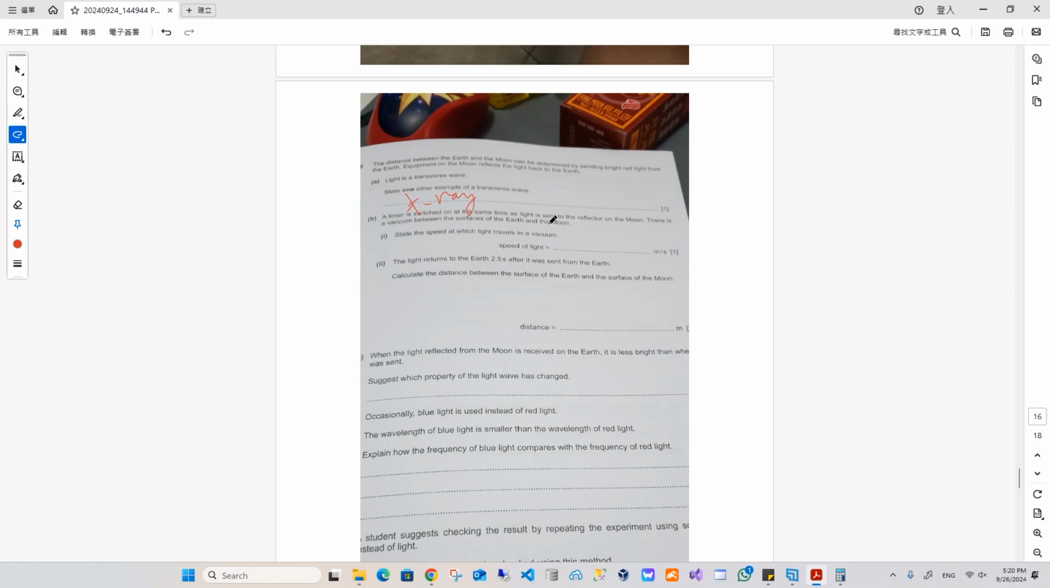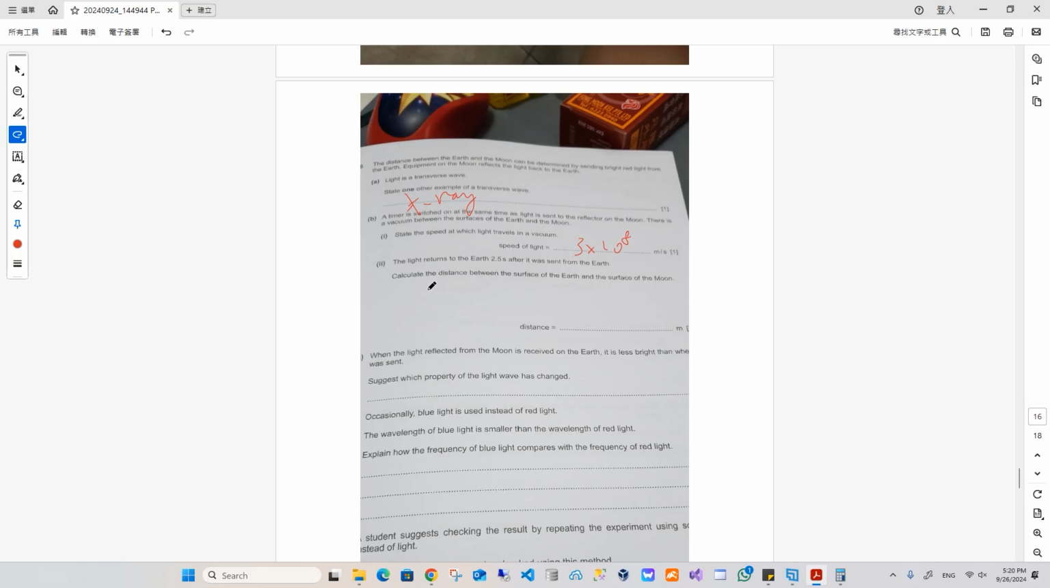The timer is switched on at the same time. There is a vacuum between the surface of the Earth and the Moon. The speed at which light travels in a vacuum is the speed of light, which is 3 times 10 to the power 8. This is a number you have to remember. The light returns 2.5 seconds after it is sent from Earth. Calculate the distance between the surface of Earth and the surface of the Moon.